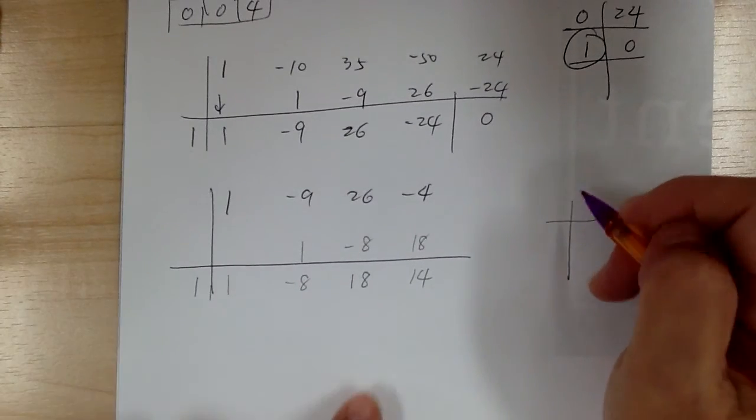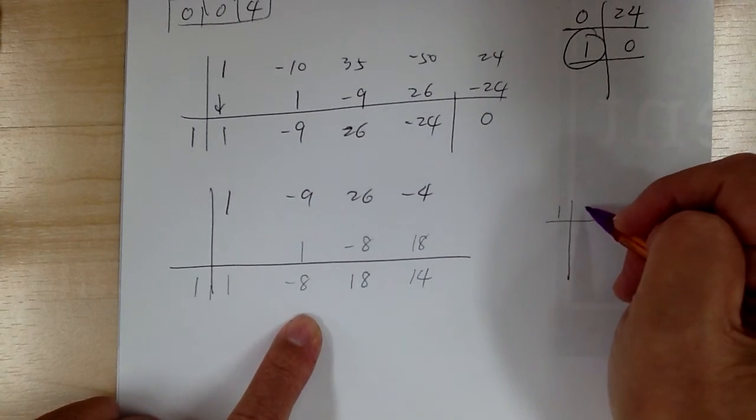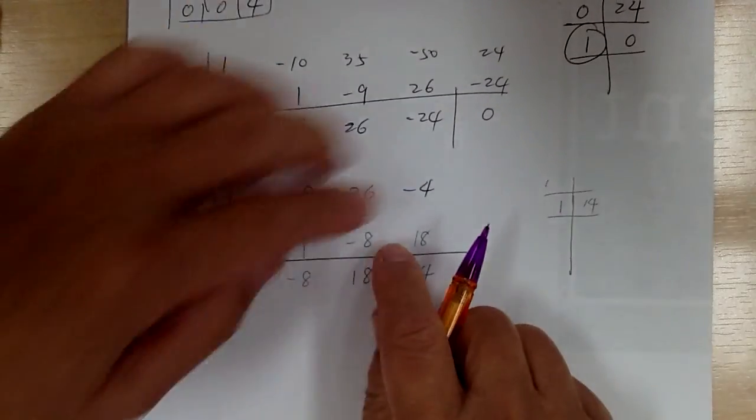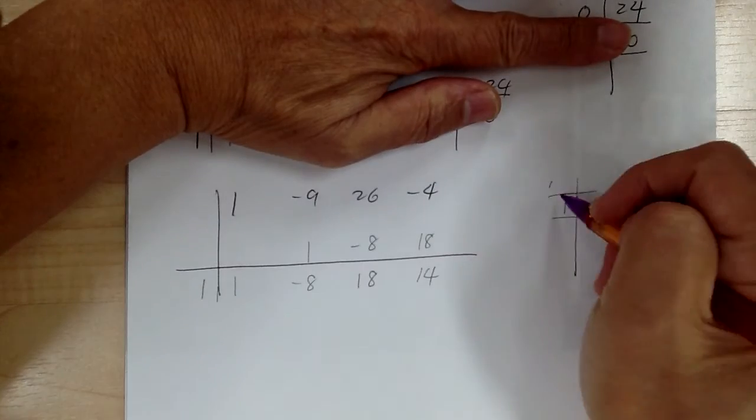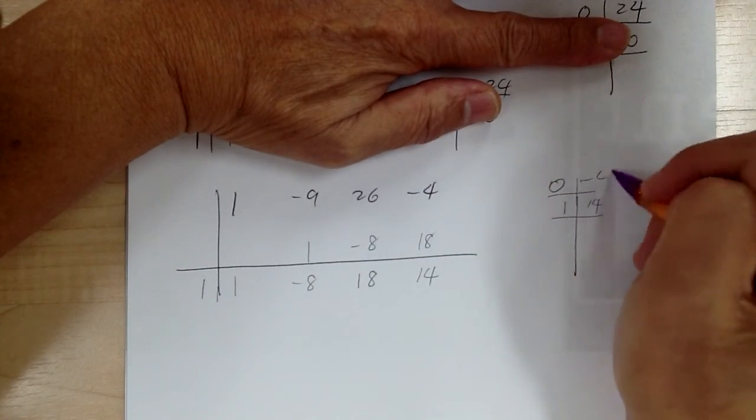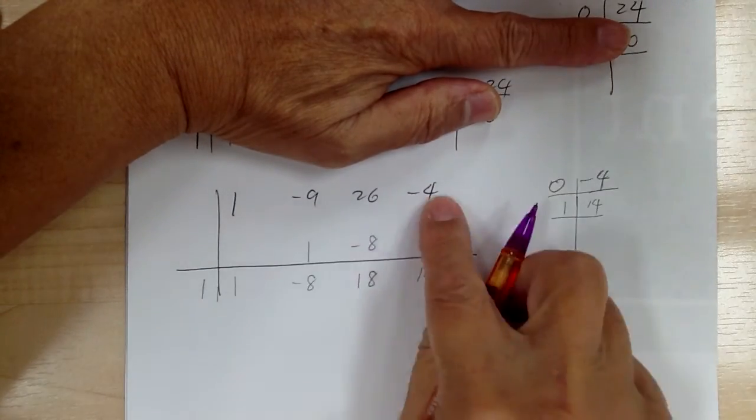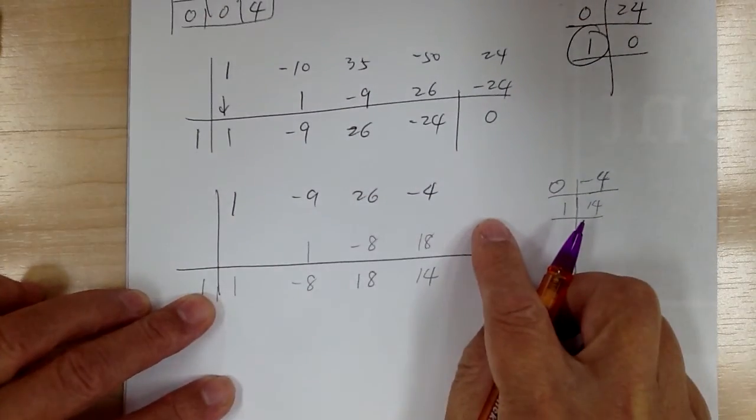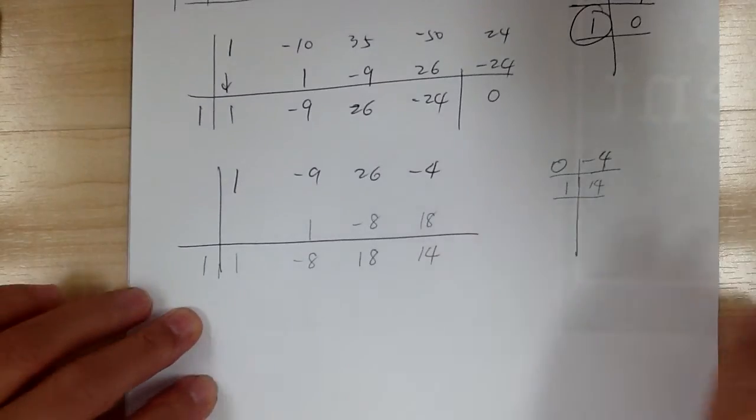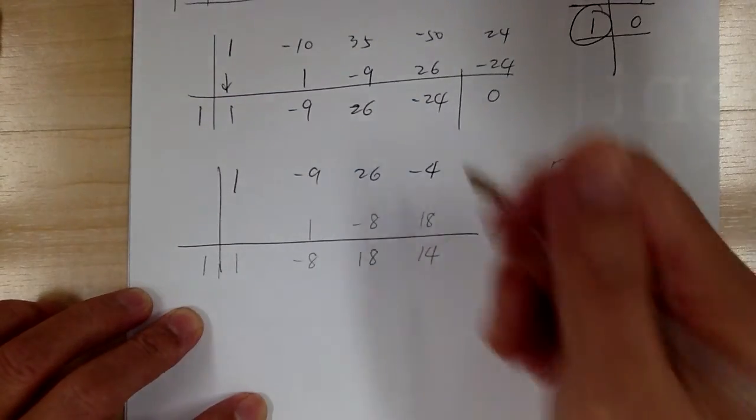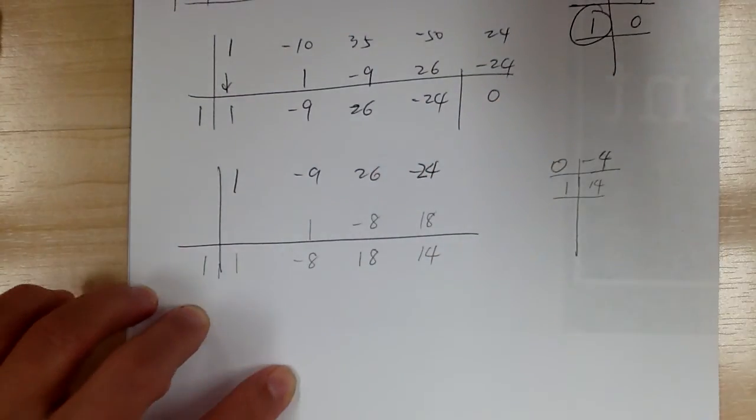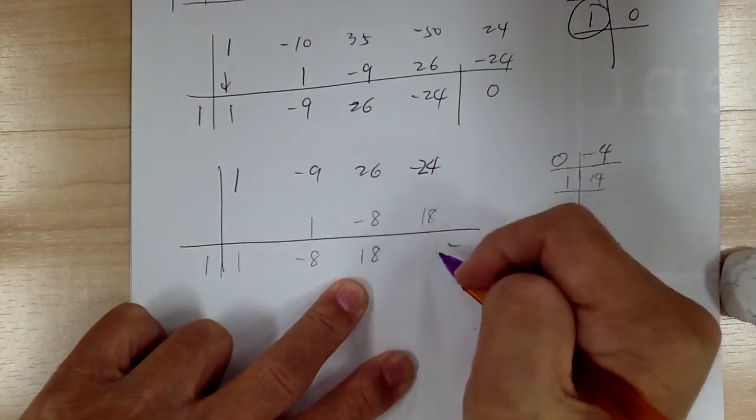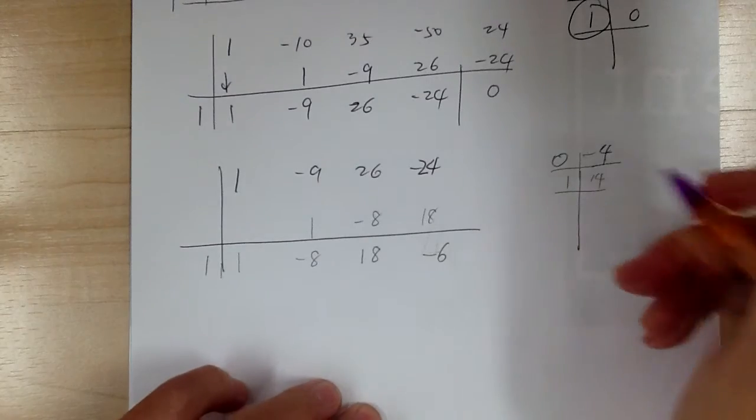Okay, so when you try 1 again, you're going to get 14. And now this is a new problem. So if you try 0, you're going to get negative 4. If you try 0, you're going to get negative 4. This will really narrow down your list. So don't start all over. Oh wait, I messed up. This is a 24. So this will be a negative 6.